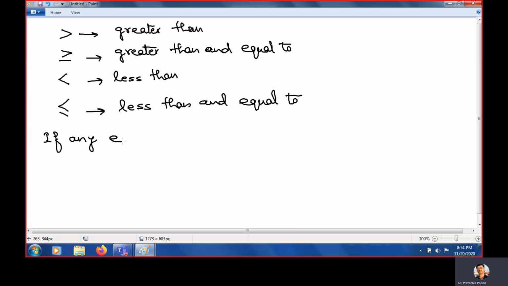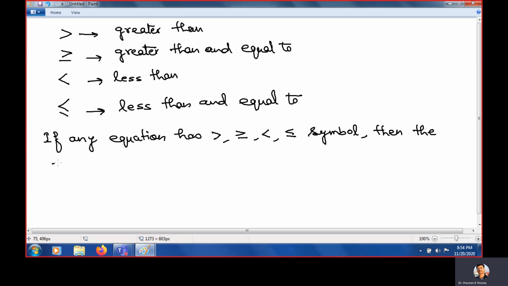So if any equation has a greater than, greater than or equal to, less than, or less than or equal to symbol, then the equation is said to be an inequality. What do we call it? We call it inequality. Clear?